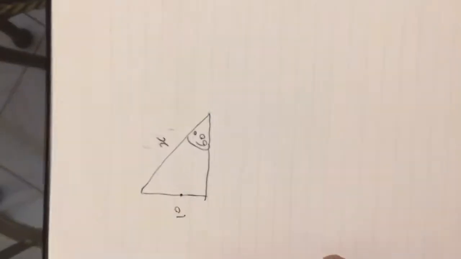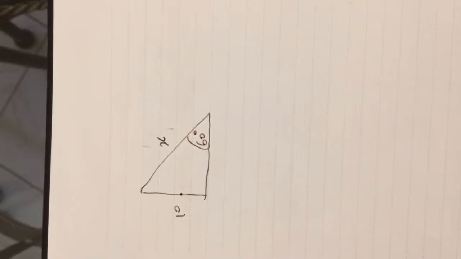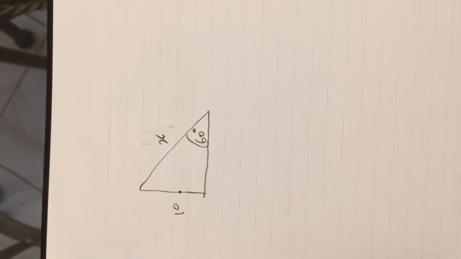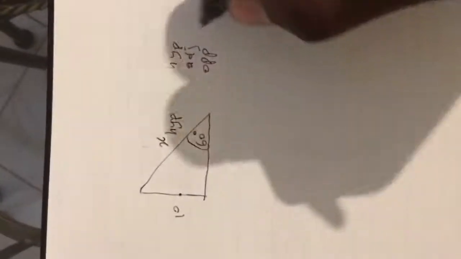So how do we find X? Well, first step, identify where the hypotenuse is, where opposite is, and where adjacent is. We can do it step by step. Eventually, when you get to a point, you're not going to have to do it step by step, but let's do it step by step for now. You write hypotenuse, adjacent, and opposite. The hypotenuse is always the longest side, so this diagonal line is the hypotenuse.